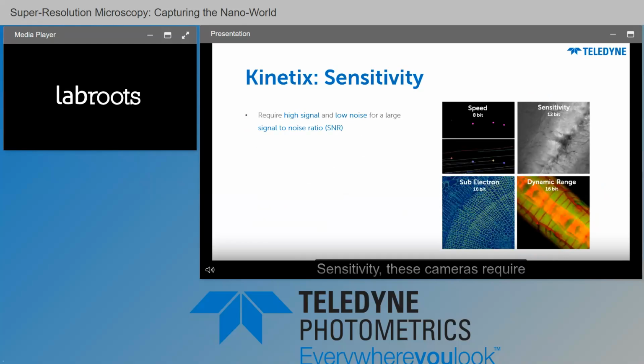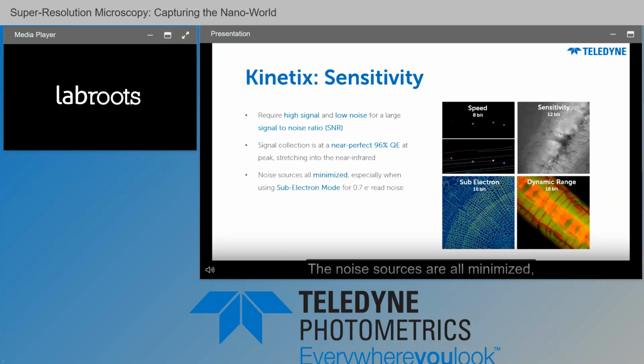Sensitivity. These cameras require high signals and low noise to get the biggest signal-to-noise ratio possible. So the signal collection is a near-perfect 96% quantum efficiency at peak, and it stretches all the way from the UV to the near-infrared. The noise sources are all minimized, so there's no patterning, there's no artifacts, and with sub-electron mode, the read noise is at sub-electron levels, at 0.7 electrons.